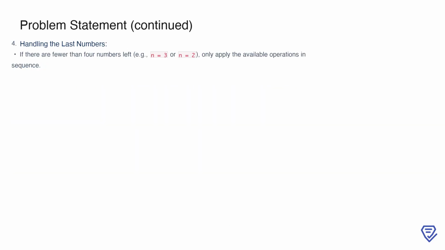When handling edge cases, there are a few important scenarios to consider. For very small inputs, such as n equal to 1, 2, or 3, the operations are limited by the number of available integers. For example, with n equal to 2, we simply calculate 2 multiplied by 1, resulting in 2. With n equal to 3, we compute 3 multiplied by 2, then divide by 1, giving a result of 6. For very large inputs, like n equal to 10,000, the algorithm must be efficient to avoid exceeding time or memory limits. Finally, when there are fewer than 4 numbers remaining in the sequence, we only apply the operations that are available in order, ensuring the calculation is completed correctly.